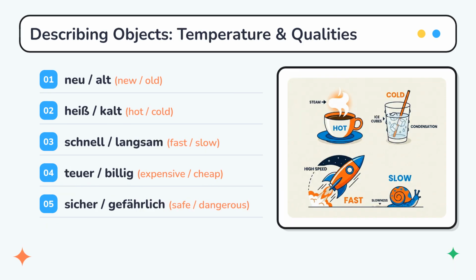Let's shift our focus to objects. Listen to how these qualities contrast. Neu and alt, new and old. Heiß und kalt, hot and cold. Schnell und langsam, fast and slow. Teuer und billig, expensive and cheap. And sicher versus gefährlich, safe and dangerous.